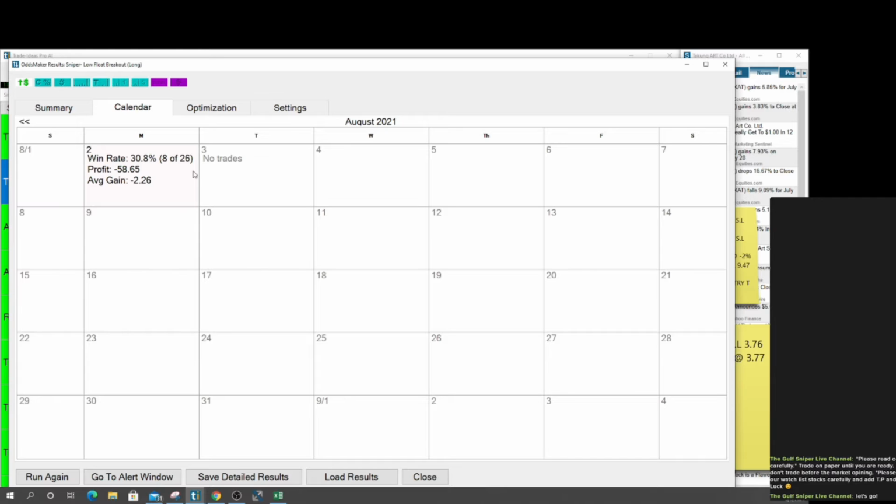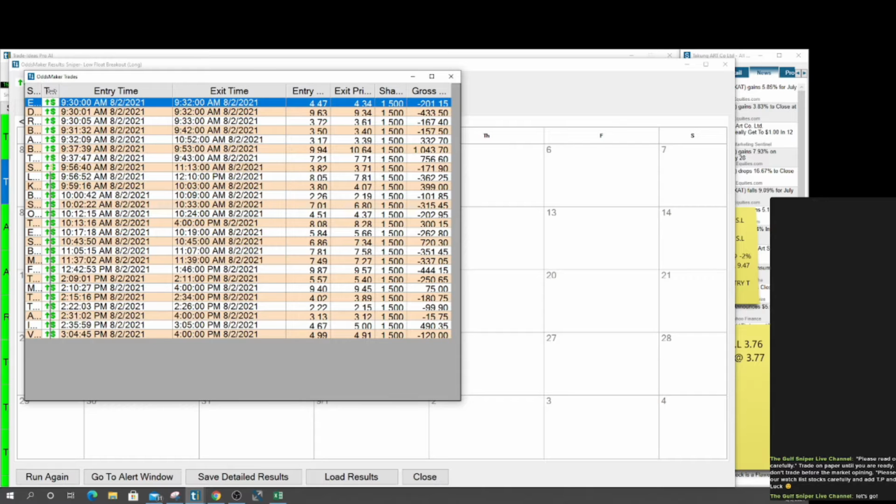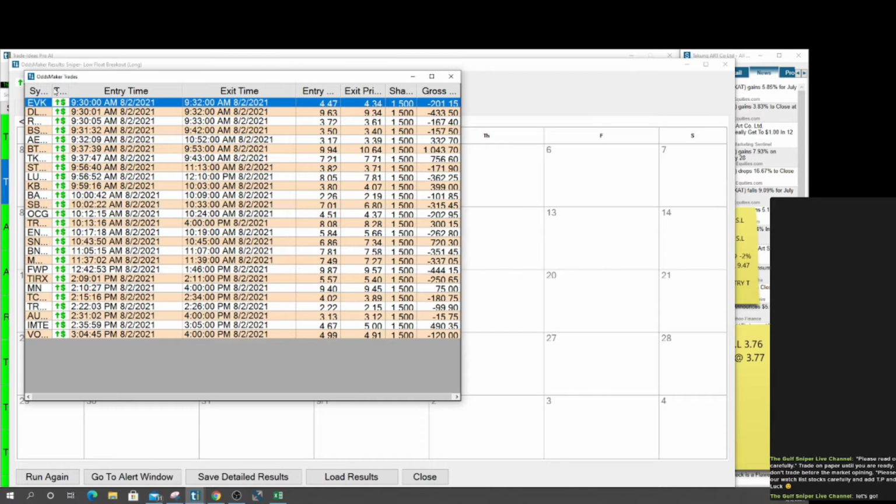Looking at the calendar, we made a 30% winning rate, 8 trades out of 26, but it seems that the winning ones are less in terms of dollar value, so we ended up with a profit of minus $58.65, with an average gain/loss of $2.26 per trade on the basis of trading the whole 26 opportunities. As if we are machines, we are not analyzing each opportunity, and I think this is not the purpose that anybody is here with me watching this video, of course.